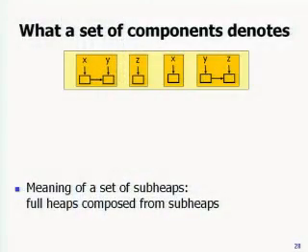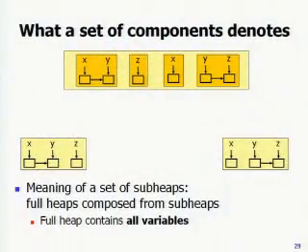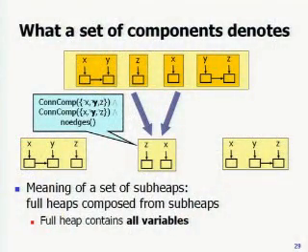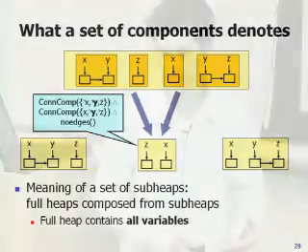And so the meaning of a set of subheaps is given by composition. So a set of subheaps represents all the full heaps that I can get from composing these subheaps. For example, I can take the two on the left and compose them together, and they represent this full heap. I can take the two on the right, compose them together, I get this full heap. And when I compose, I have to take care that all the variables appear. So for example, if I try to compose these two, you can see that I have x and z in the logical notation, but y doesn't appear there. So this heap is not represented. It's not a full heap because it doesn't contain all the program variables.